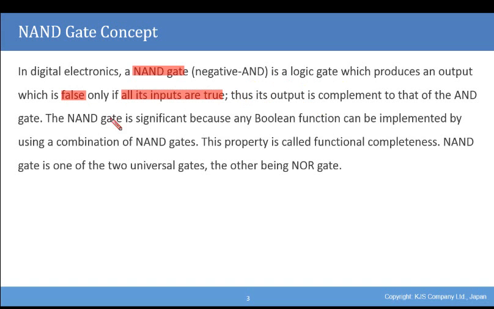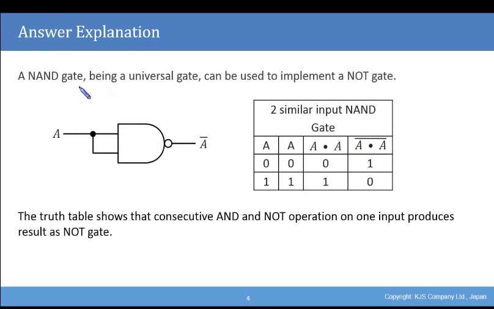The NAND gate is significant because any Boolean function can be implemented by a combination of NAND gates. This property is called functional completeness. The NAND gate is one of the two universal gates, with the other being the NOR gate. A NAND gate, being a universal gate, can be used to implement a NOT gate.